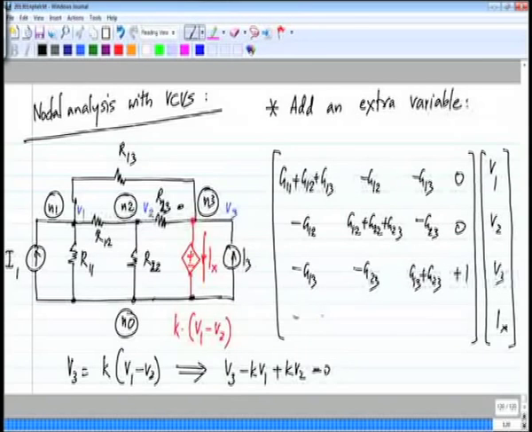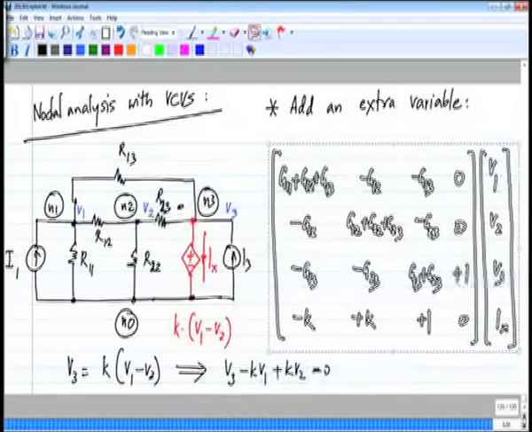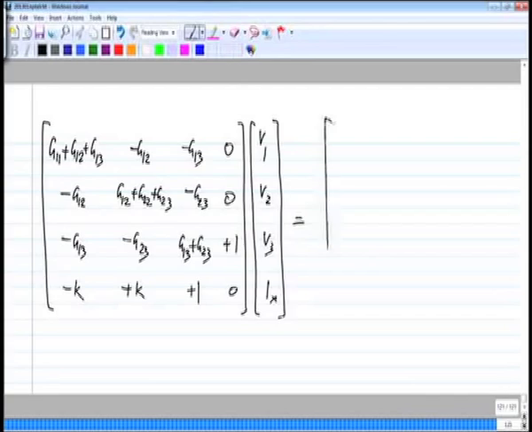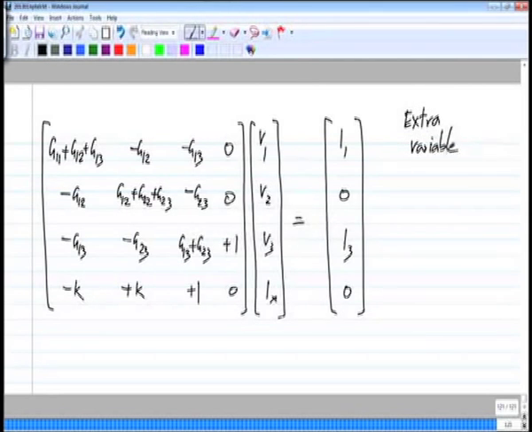So what do we have? Minus K, plus K, and for V3, that is plus 1, and 0. I don't have the room to write the source vector, so I will copy that over to the next page and write. And this equals the total independent current source current flowing into node 1, which is I1, into node 2, which is 0, into node 3, which is I3. And the last one is simply the equation for the dependent voltage source, so this is just 0.